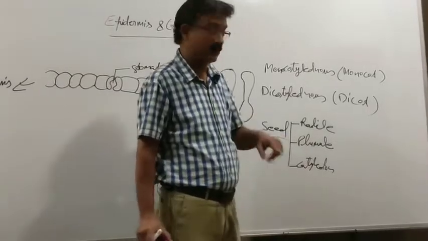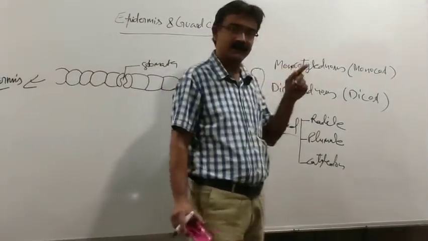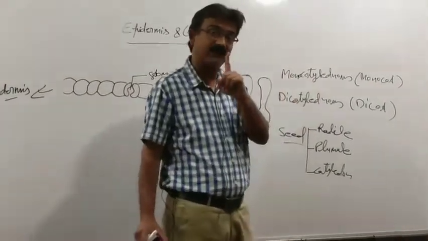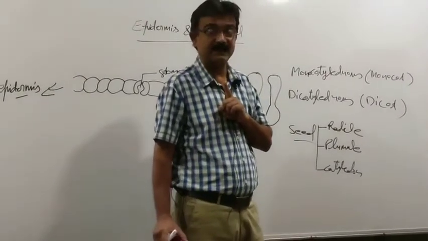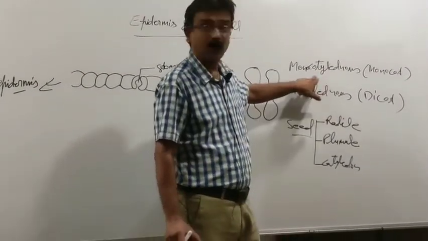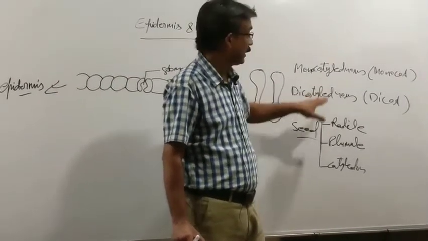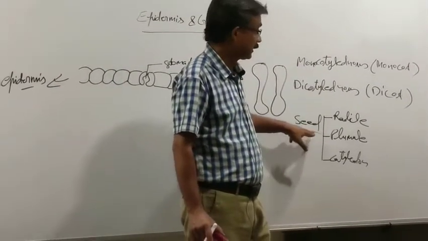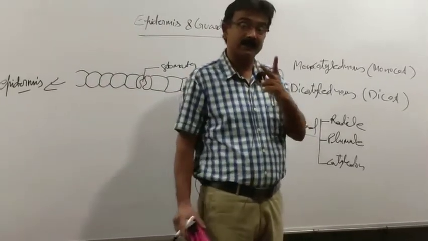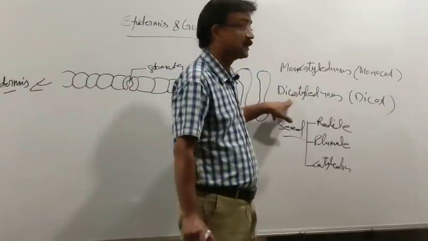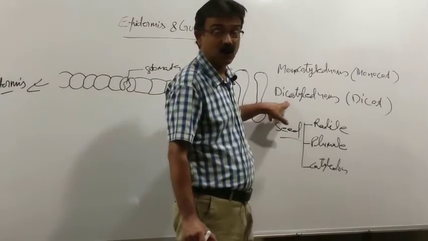So now come back to the point. If a plant is supposed to have only one cotyledon, then such a plant is referred to as a monocot plant or monocotyledonous plant. And further, if a seed contains two cotyledons, then such a plant is referred to as a dicot plant or dicotyledonous plant.